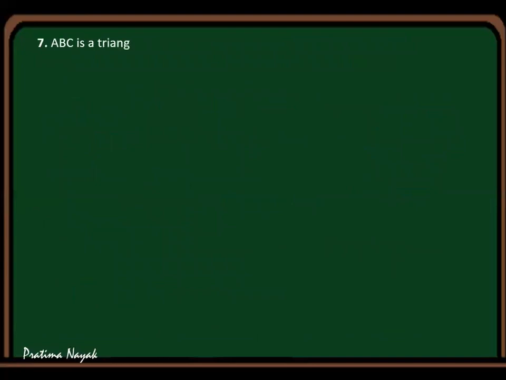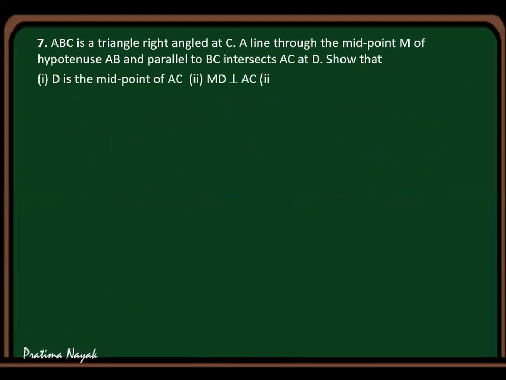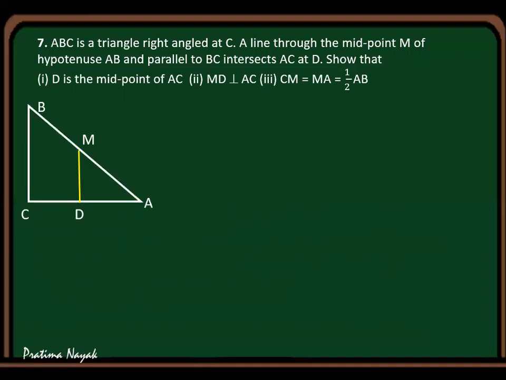Question number 7. ABC is a triangle, right angle at C. A line through the midpoint M of the hypotenuse AB and parallel to BC intersects AC at D. Show that D is the midpoint of AC, MD is perpendicular to AC, CM is equal to MA is equal to half of AB. If needed, you can read the question again before drawing the figure. This is the figure. ABC is a triangle, right angle at C. That means this is 90 degrees.